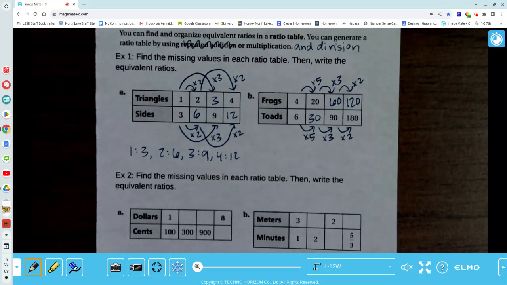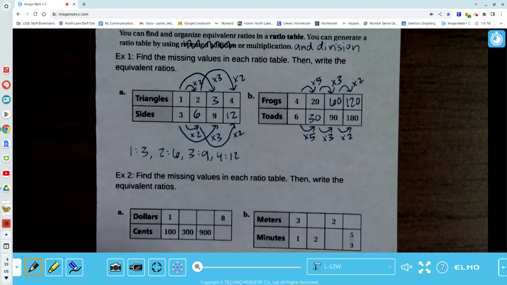Before we do the equivalent ratios, questions about how I filled in any of the values on this table? Okay. What's the first ratio in this table? I would love to hear from someone I haven't heard from yet today because this part you're just telling me a ratio. What's the very first ratio in this table? Graham? What'd you say?